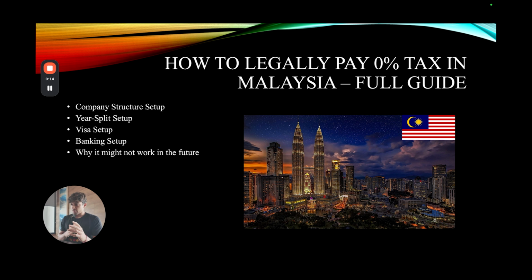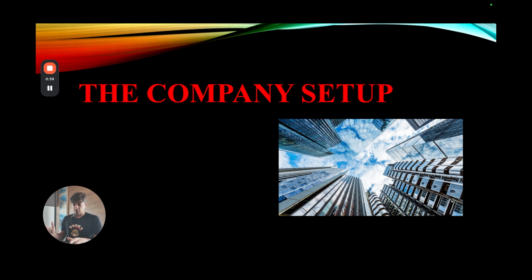So what we're going to cover is the company structure that we need to pay the 0% tax, a year split, so where do we have to be in the world physically, visa setup, what's the visa, banking setup, what banks do we use, where do we pay ourselves from, what do we pay ourselves into, what money do we use for different expenses, and why this might not work in the future. So first off, company setup.